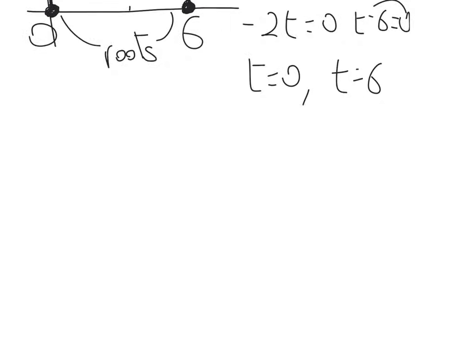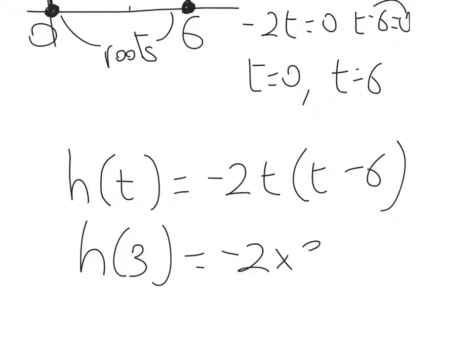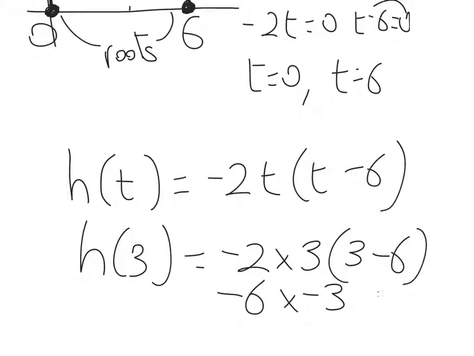We go back to the original equation which calculates height, and we sub in t equals 3 for 3 seconds. So where I see t, I'm going to replace it with 3. So that will be minus 2 lots of 3 times 3 minus 6. That's minus 6 times minus 3, and that will be plus 18 meters.